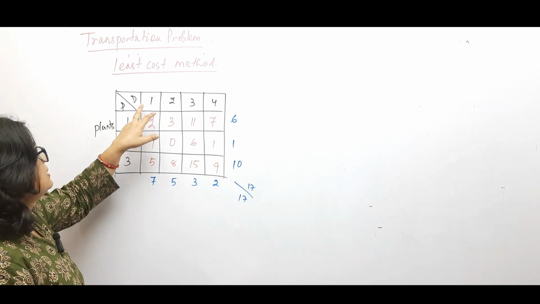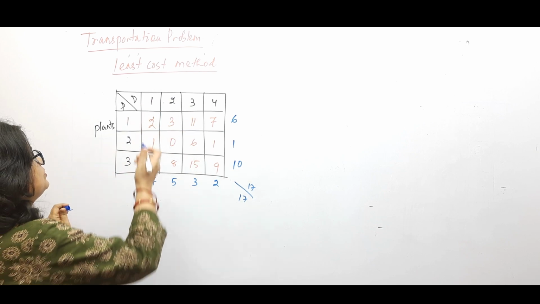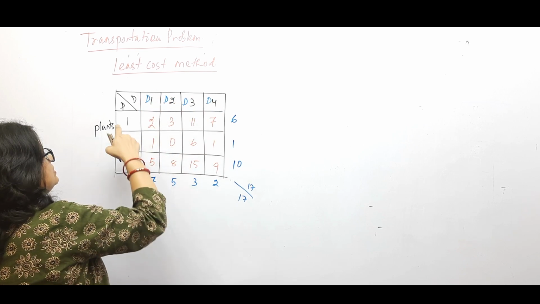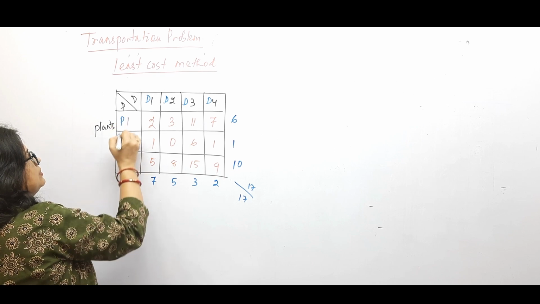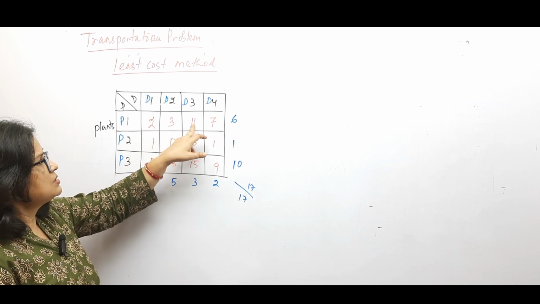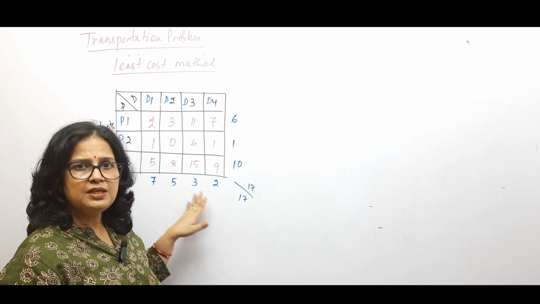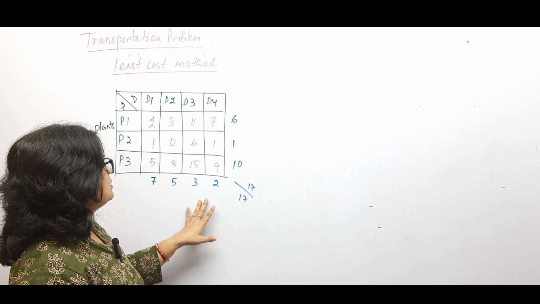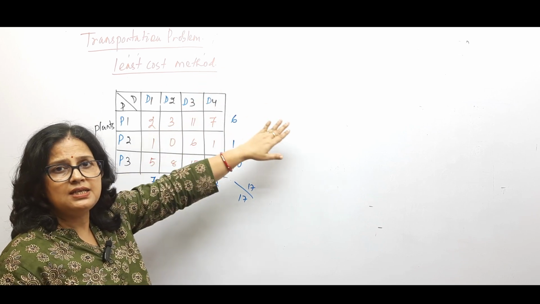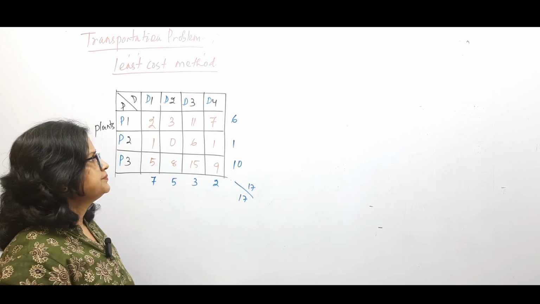Here these are the destinations 1, 2, 3, 4. We can write D1, D2, D3, D4. These are the destinations and these are the plants P1, P2, P3. So these are our costs given. As we all know, the transportation method is used to minimize the cost. So this method, the least cost method, is used to find the initial basic feasible solution. Let us see how we are going to do it.